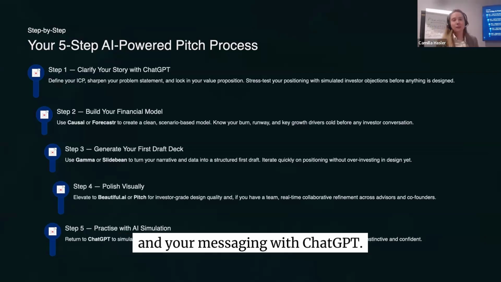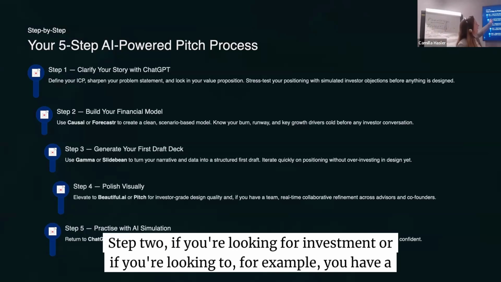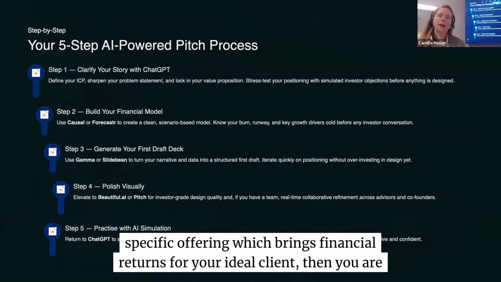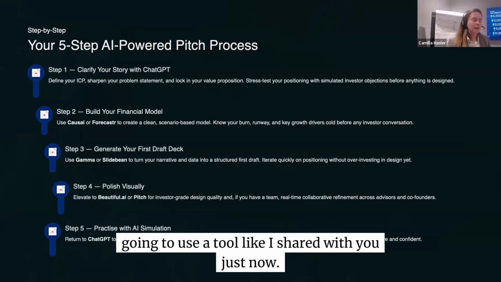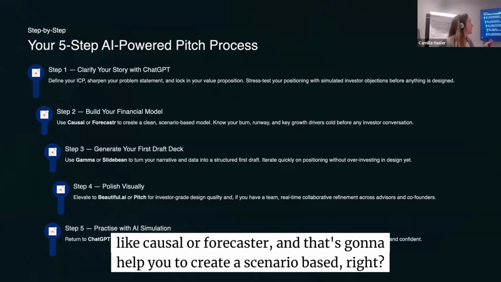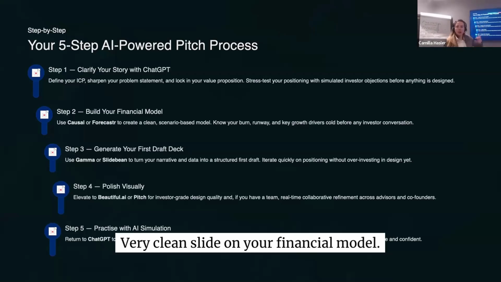Step 2, if you're looking for investment, or if you have a specific offering which brings financial returns for your ideal client, then you are going to use a tool like I shared with you just now, like Causal or Forecaster. And that's going to help you to create a clean, scenario-based, very clean slide on your financial model.